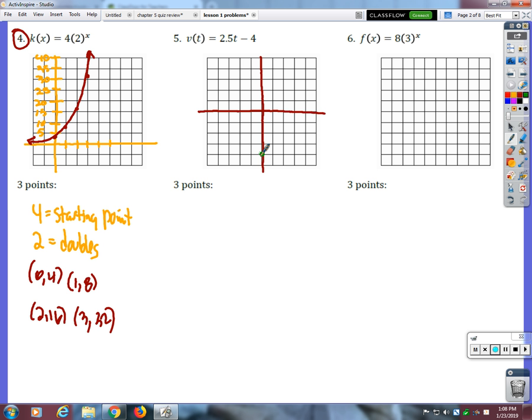Okay, so this starts at -4, and then the slope is 2.5. So I'm going to go up 1, 2.5, and then over 1. And then the next one I'm going to go up 1, 2.5, and then over 1, and then up 1, 2.5, and over.